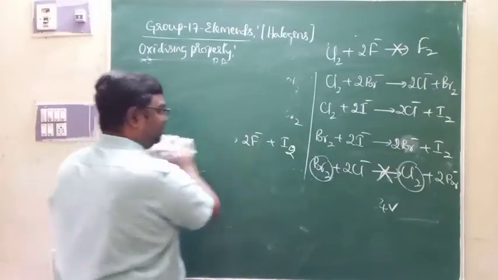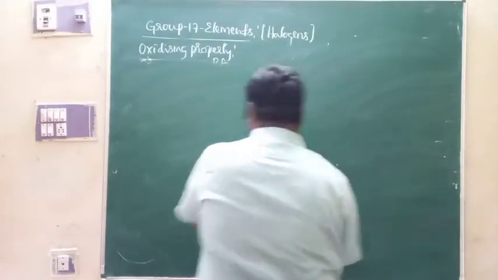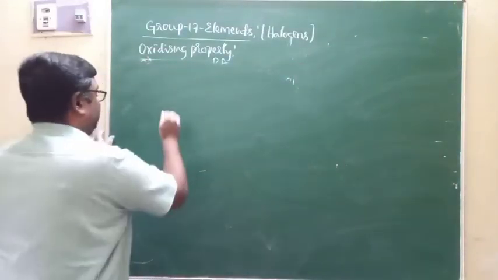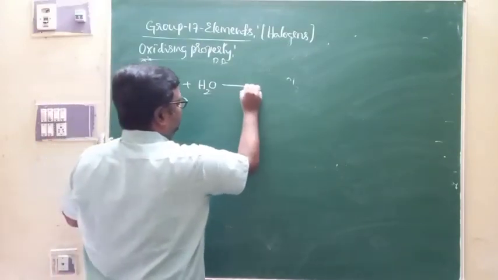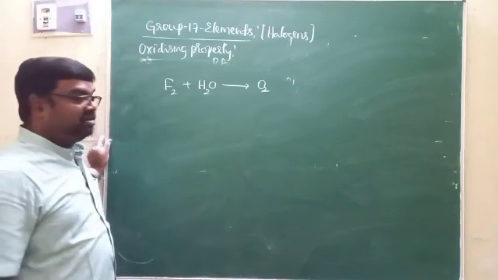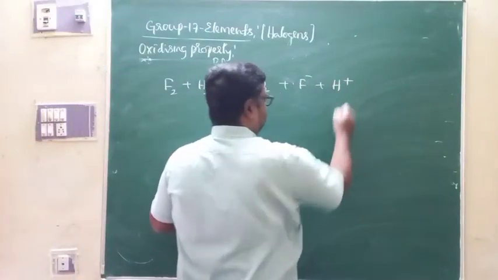Apart from that, fluorine is so powerful an oxidizing agent that it even displaces oxygen from water. When fluorine comes in contact with water, oxygen gas comes out, and of course it gets converted to F minus and H plus ions are released.